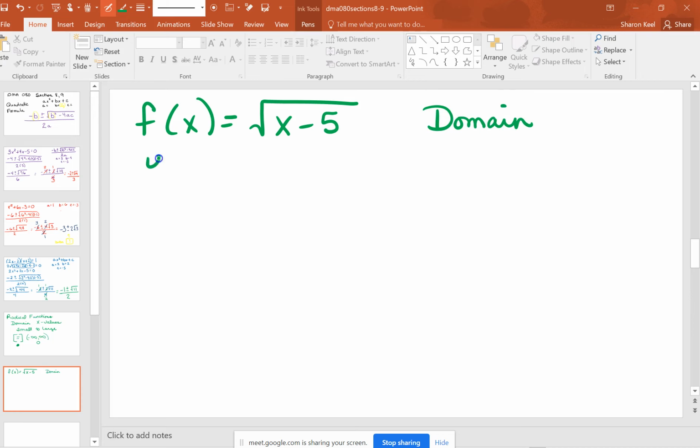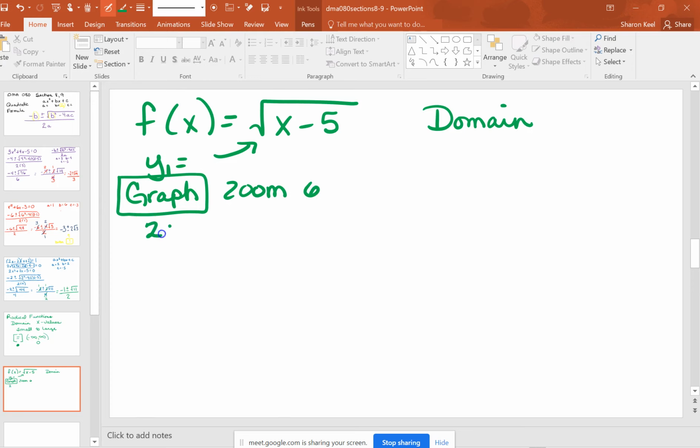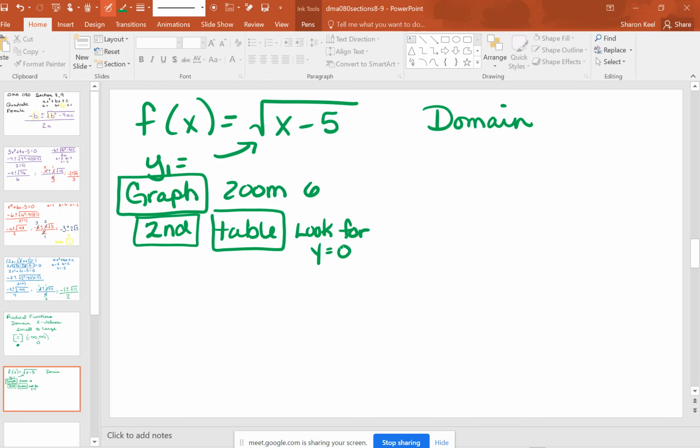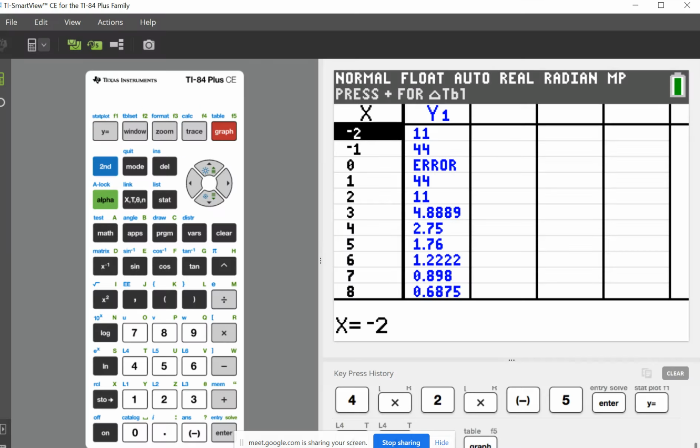What we're going to do is go to y1 on our calculator and type that in. We're then going to press graph, and we're going to make sure we're at zoom 6 to view it. And then to verify what we're looking at, we're going to look at second table. So let me put these little notes up here, second table, and we're going to look for when y is equal to 0. So let's start with this one.